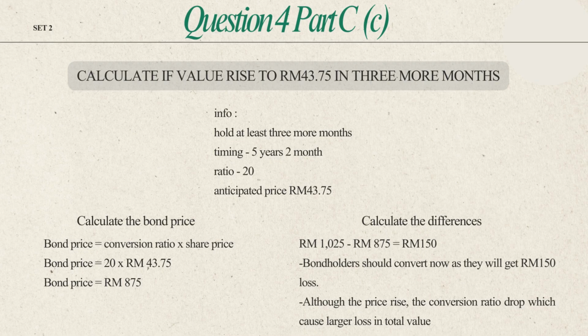So we calculate the difference if we convert the bond now or later after 5 years: 1,025 minus 875, the difference will be 150 ringgit. So the bondholder should convert now, which is less than 5 years, or they will get a 150 ringgit loss. Although the anticipated price has increased, the conversion ratio drops significantly, which causes a larger loss in total value.